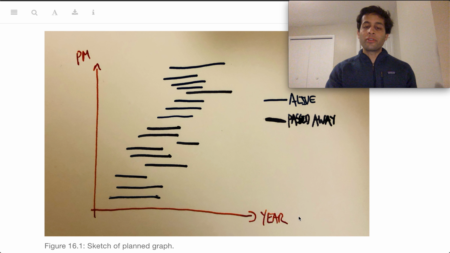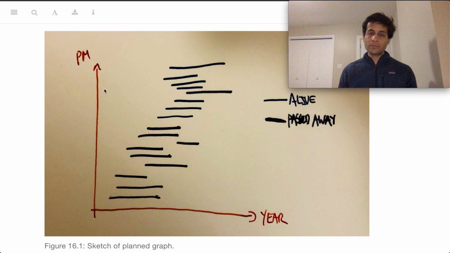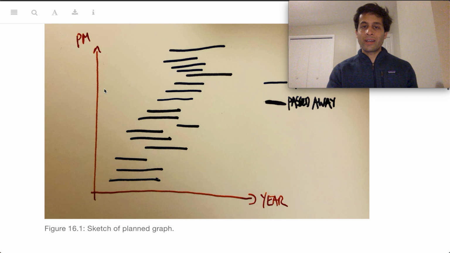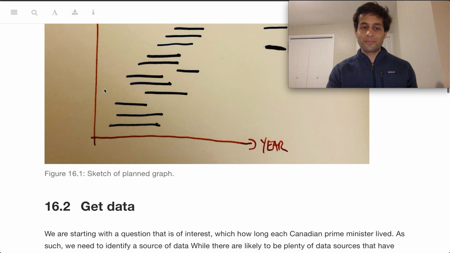And so on the x-axis we have the year, and so this is going to be some value from 1800 through till today. We're going to have slightly different colors based on whether the prime minister is alive or passed away, and then on the y-axis is going to be each of the individual prime ministers. So that's what we have in mind. So let's go and execute this, and the first step is to go and gather some data.